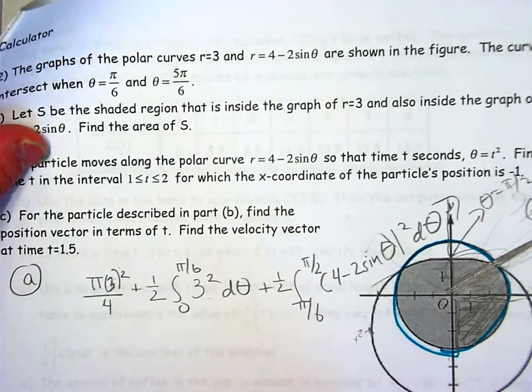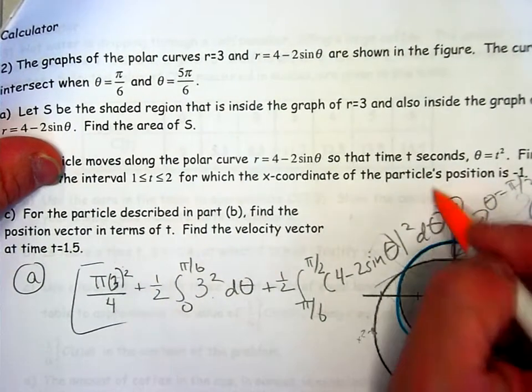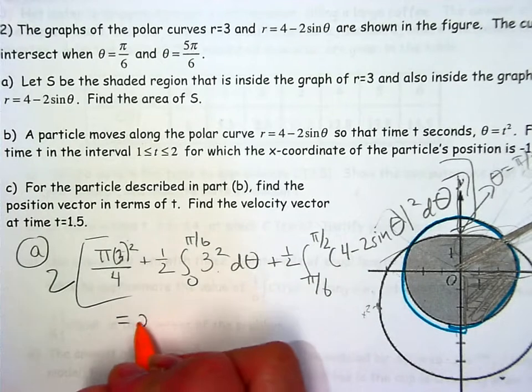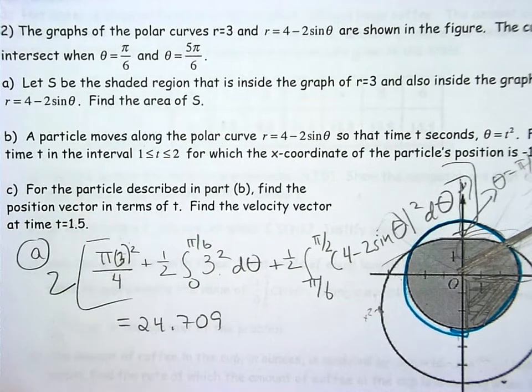So there's my entire setup, but you want to make sure you take your final answer and multiply by 2 since I only did the right side. Use your calculator. 24.709 is my value.